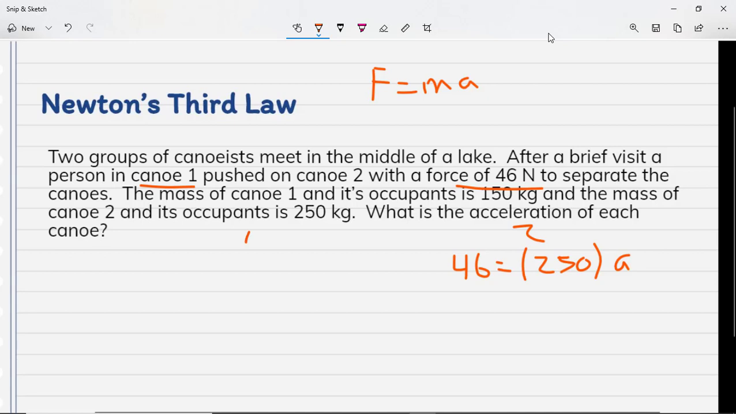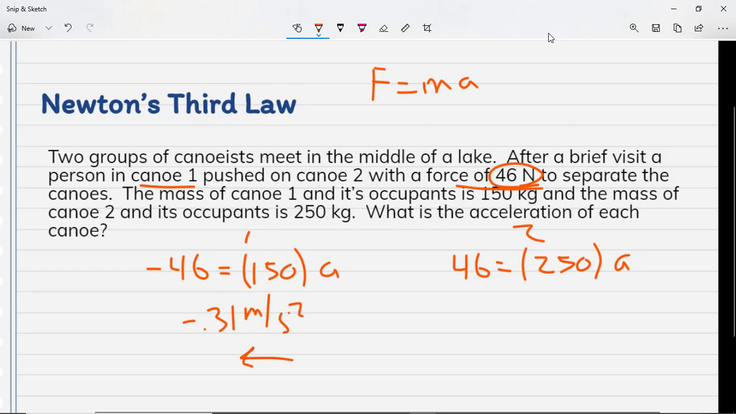With canoe 1, though, remember Newton's third law, right? For every force, there's going to be an opposite force of equal magnitude and opposite in direction. So that means that the force of canoe number 1 is going to be negative 46 newtons. Our mass is 150 kilograms, and our acceleration is unknown. Now it's very easy to plug those into your calculator and solve. For this canoe here, we're going to get negative 0.31 meters per second squared.